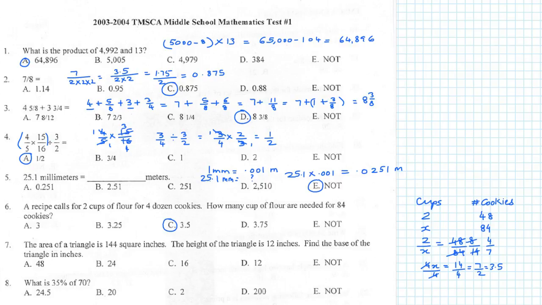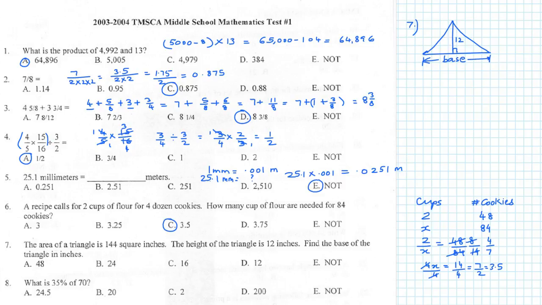The height of the triangle is 12 inches. Find the base of the triangle in inches. So here's the triangle, and what's given to us is the height, and the height is 12 inches, and the question is, what is the length of the base of the triangle?